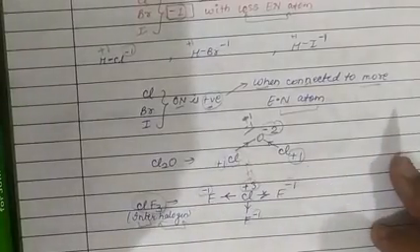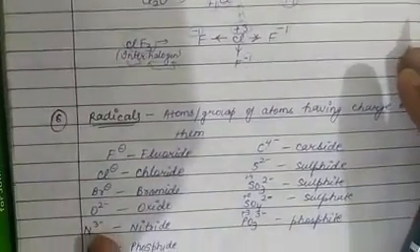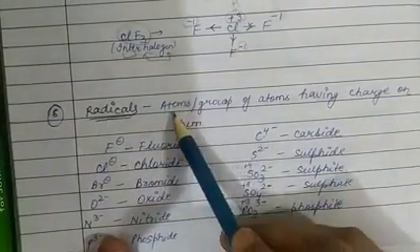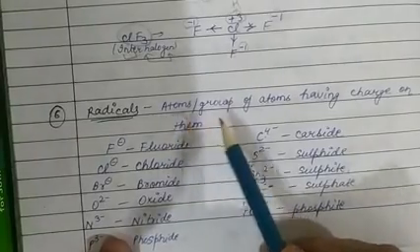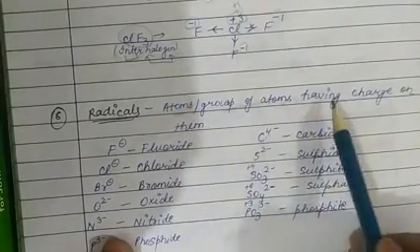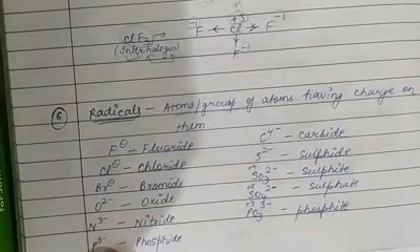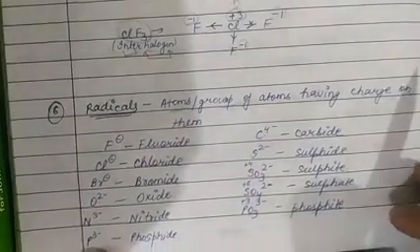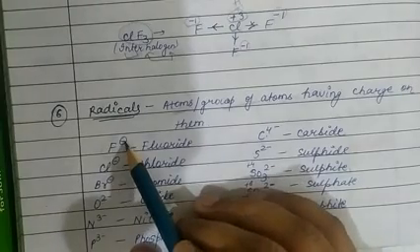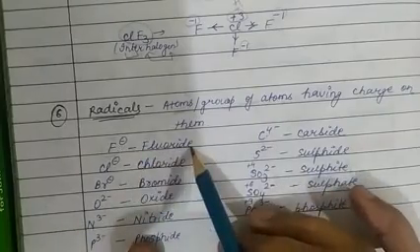Now we will see the category of radicals. So what are radicals basically? Radicals may be atoms or groups of atoms having charge on them. For example, F- is a radical, basically a fluorine atom carrying charge, therefore it is a radical. We call this radical the fluoride ion.